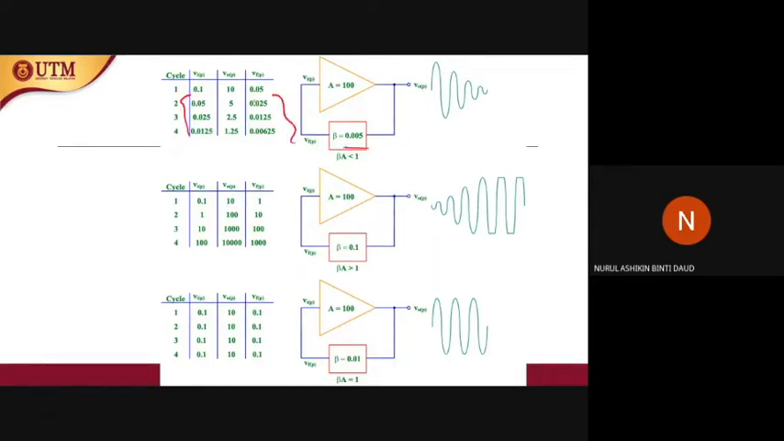Once you increase the input value with this value of gain and beta, you can see that the output becomes lesser and lesser. So your output waveform will be periodic, will not be uniform. It will be smaller and smaller like that.